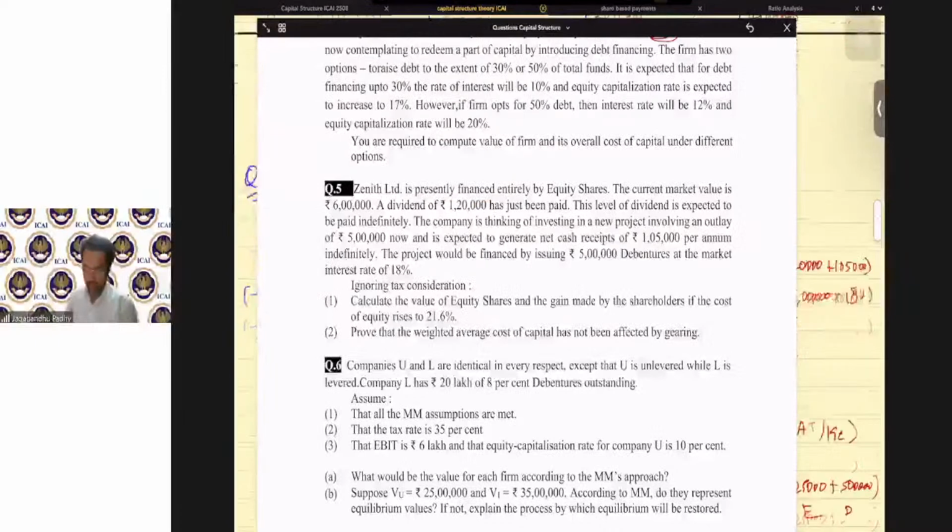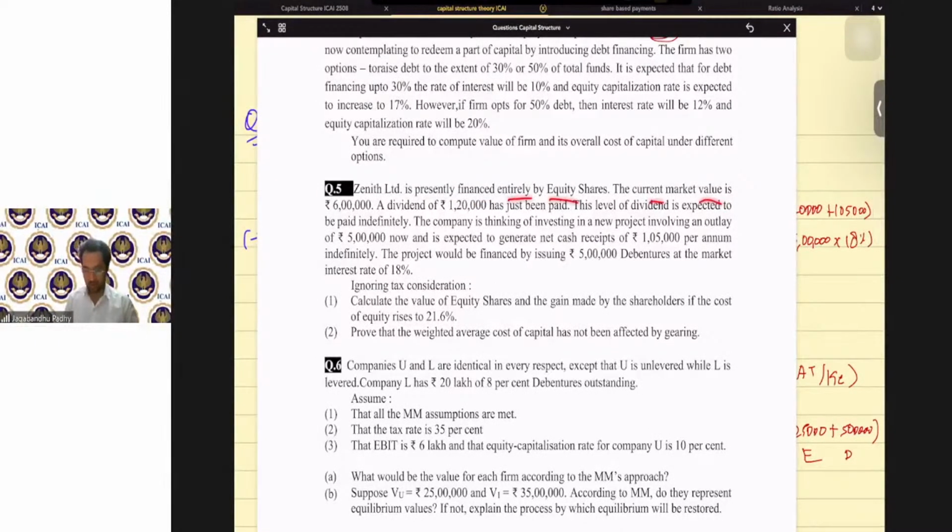Zenith is presently financed entirely by equity shares. The current market value is 6 lakh. Dividend of 1,20,000 has just been paid. The level of dividend is expected to be paid indefinitely. Company is thinking of investing in a new project involving an outlay of 5 lakh now, and it is expected to generate net cash receipts of 1,05,000 per annum. The project would be financed by issuing 5 lakh debentures at a market interest rate of 18%. Ignoring tax consideration, calculate the value of equity shares and the gain made by shareholders if the cost of equity rises to 21.6%. Prove that the weighted average cost of capital has not been affected by gearing.